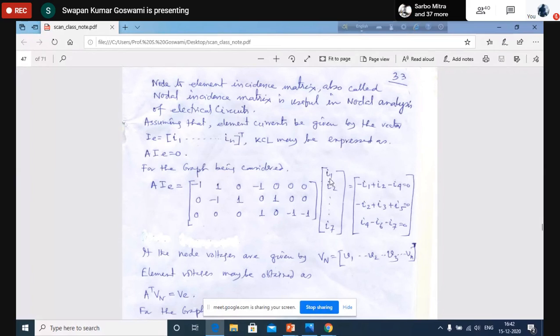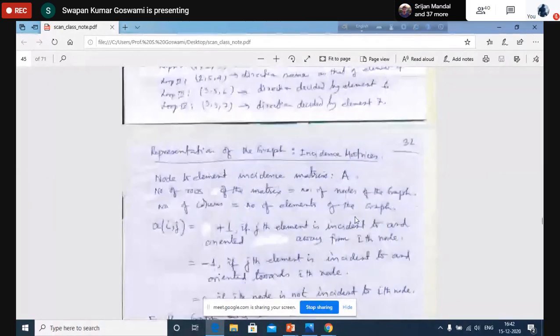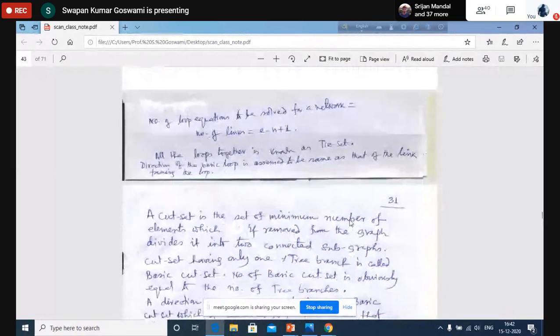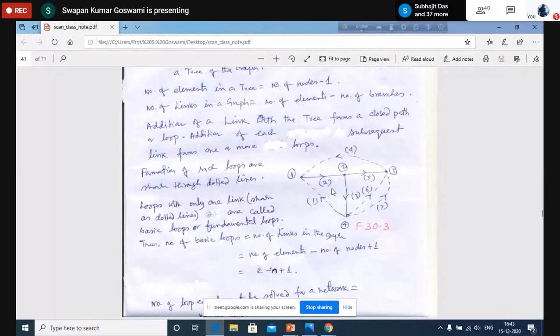So let us now match this result with the graph of the network. Now remember that this is the node to element incidence matrix. That means these 3 rows correspond to the 3 nodes of the network, node 1, 2, and 3. Therefore, these results also will correspond to the network nodes. This will correspond to node 1, this will correspond to node 2, and this will correspond to node 3. So go back to the graph. This was the graph, where tree and links are shown.